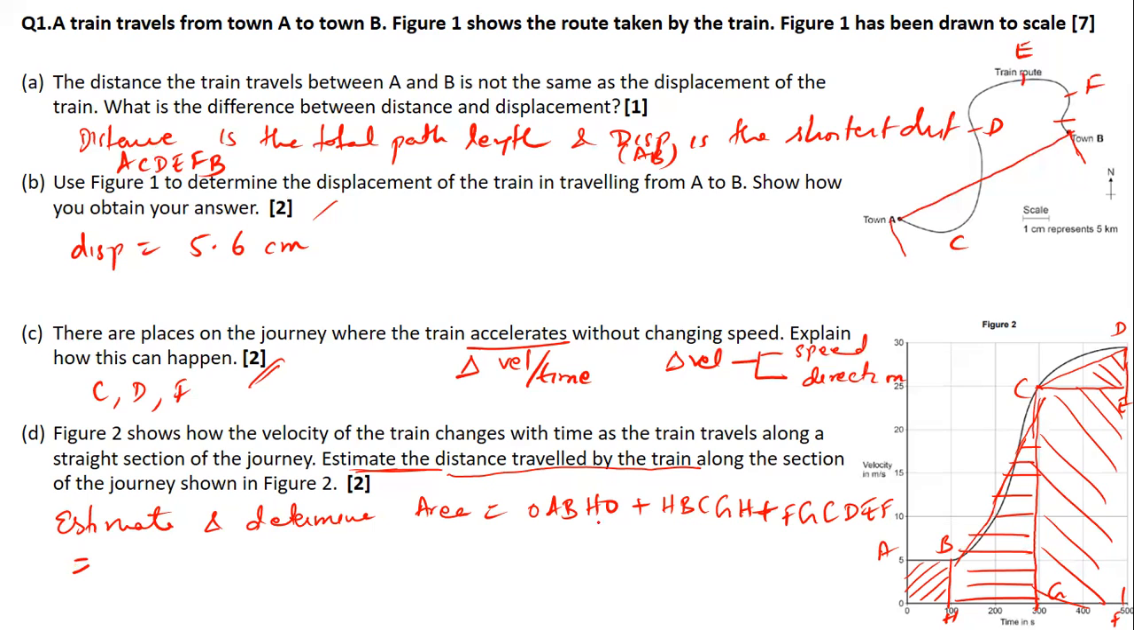First one, AOB, it'll be 100 multiplied by 5. All of them are in the appropriate units, so this should be 500, plus the next area, which will be half into 200 into 5, plus 25, plus half into 200 into 25, plus 30. That's it. So tell me what is the answer?